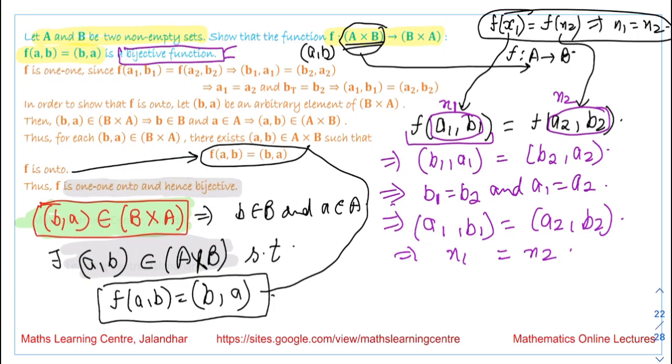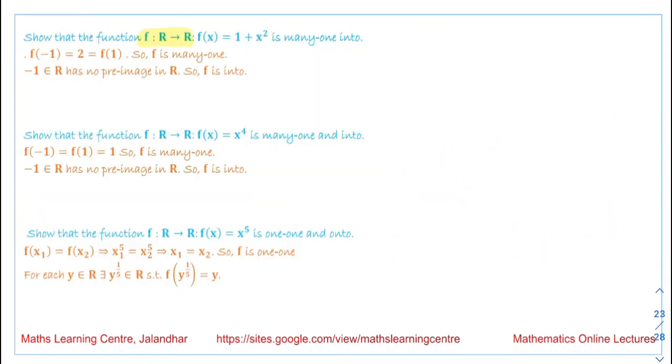Next we have to prove that the function f defined from R to R, with the definition f(x) equal to 1 plus x square, is a many-one into function. We have to prove that it is many-one and it is into. So first of all, to prove that it is many-one, we have to show that there is an element in the codomain, a real number, which has two pre-images.